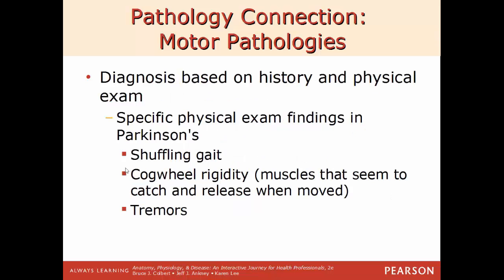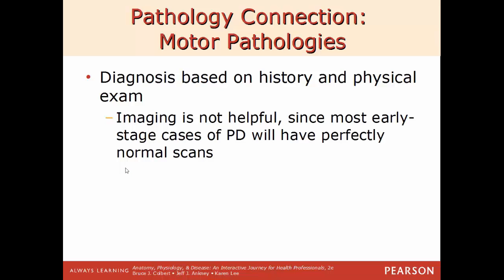Diagnosis is based on history and the physical exam. There are some specific physical exam findings in people with Parkinson's, such as a shuffling gait as they walk, a cogwheel rigidity. This is when muscles seem to kind of catch and release when being moved. So it's not a fluid motion. There's a very jerkiness to being contracted and relaxing. There's like a cogwheel that gets stuck. And also the resting tremors. The imaging is not terribly helpful with Parkinson's, since most early stages of PD will have perfectly normal scans. So you can't just rely on a CAT scan or MRIs.